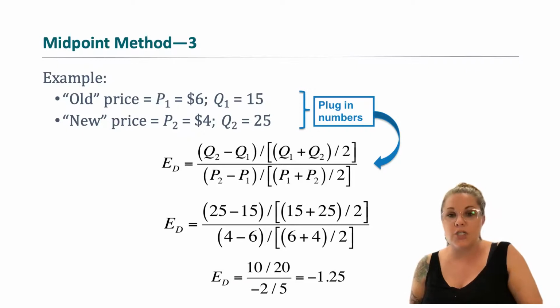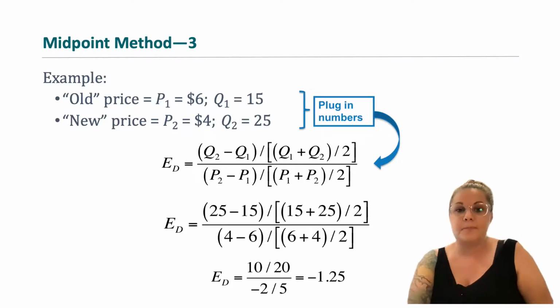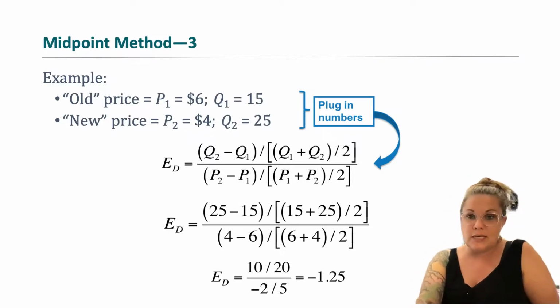So the first thing we're going to do is look at the numerator here, and we're going to calculate the change in quantity demanded. So first we take the difference between the two numbers. That's 25, which was the new quantity, minus 15, which is the old quantity. That gives us 10. Keep that number in mind.